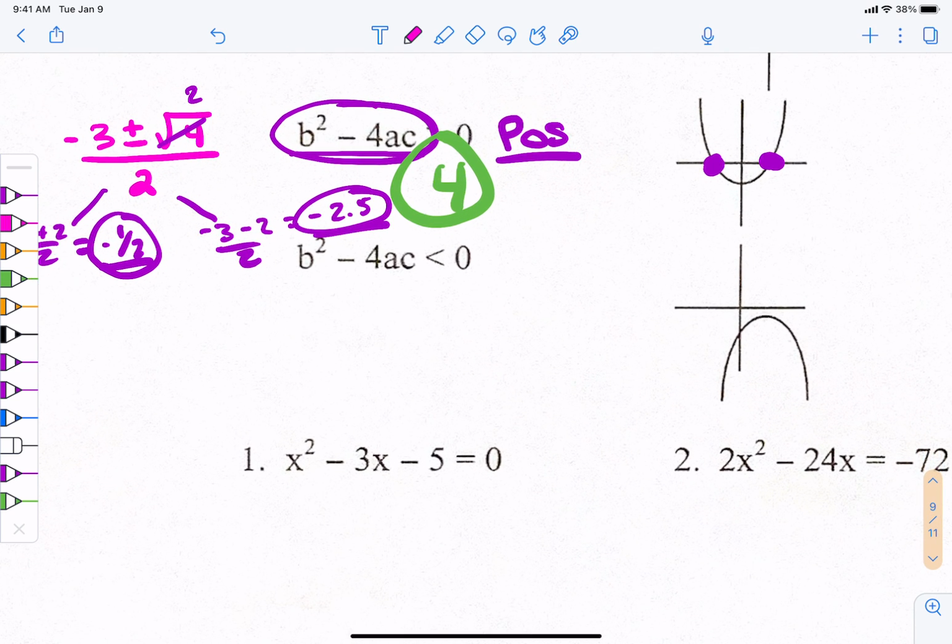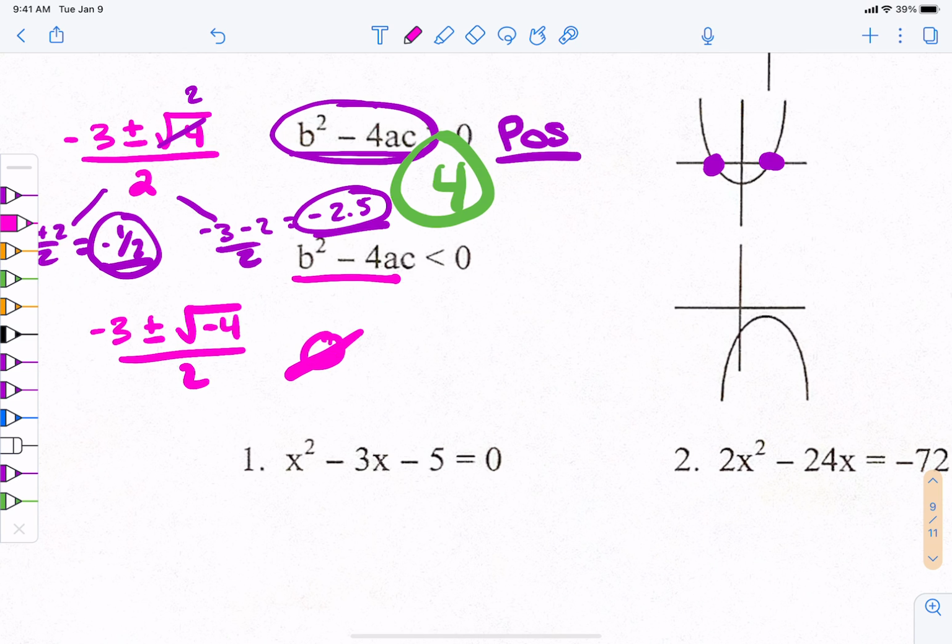Let's say I'm going to use exactly the same example, but I'm going to have plus and minus the square root of negative 4 over 2. And what happens when you're taking the square root of a negative number? You can't do it. There are no solutions, right? So if b squared minus 4ac is less than 0, in other words, meaning that it is negative, you're going to have no solutions, which means what?